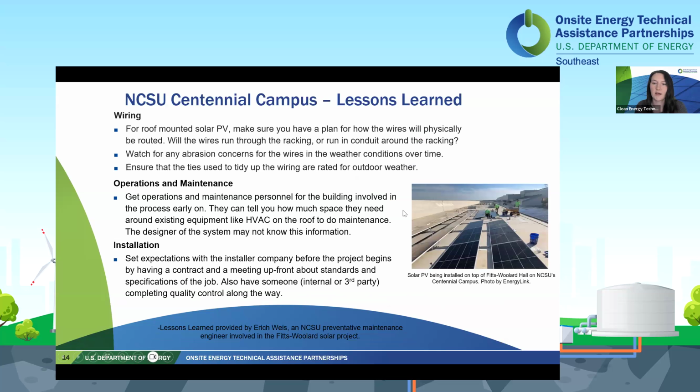And lastly, I'm going to quickly touch on some lessons learned about the solar project on top of Fitzwillard Hall. I learned these lessons from Eric Weiss. He's a university preventative maintenance engineer who was involved in this project. So I was able to speak with him and get these lessons learned from him.